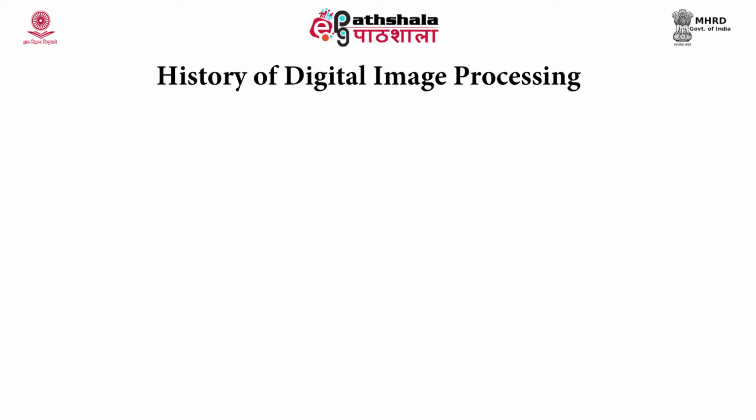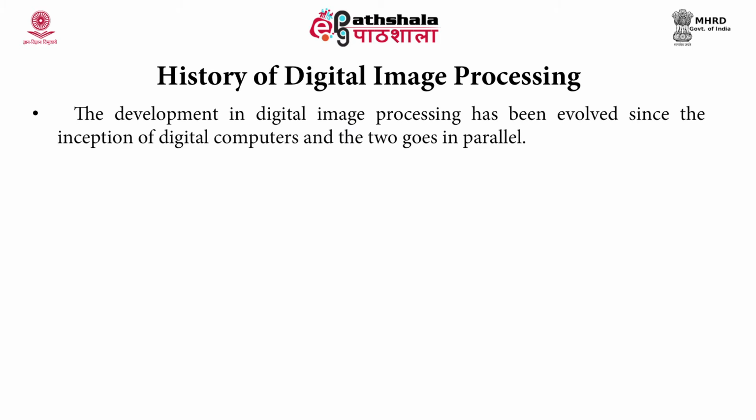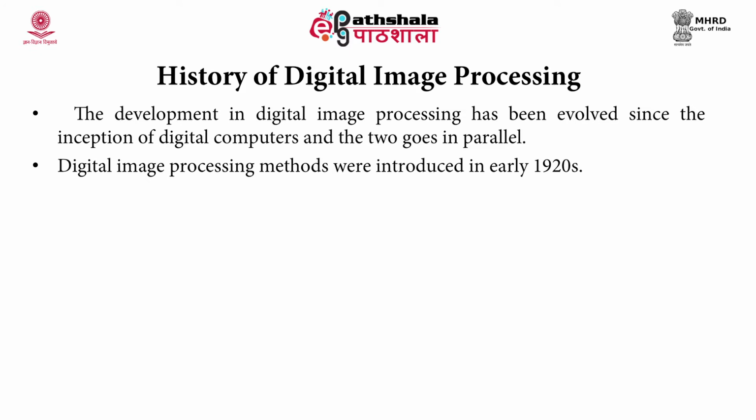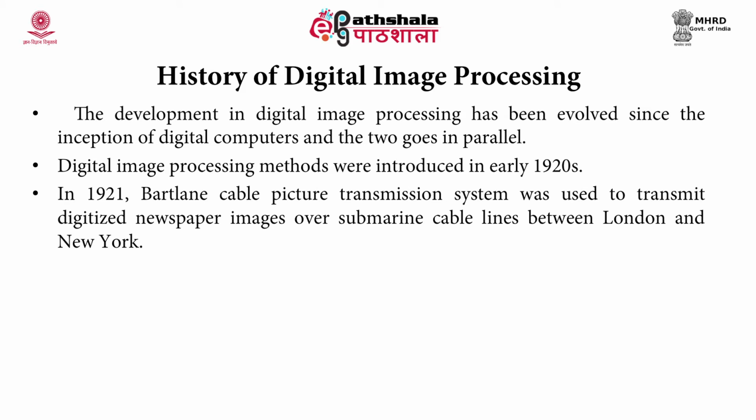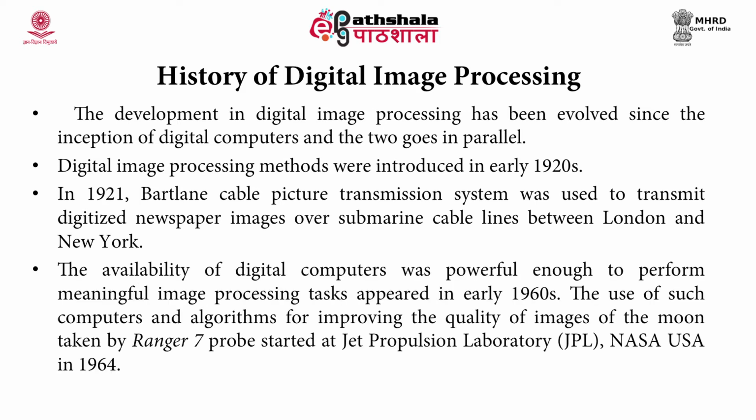Now, coming to the history of digital image processing, the development in digital image processing has evolved since the inception of digital computers and the two go in parallel. Digital image processing methods were first introduced in the 1920s. In 1921, the Bartlane cable picture transmission system was used to transmit digitized newspaper images over a submarine cable line between London and New York.